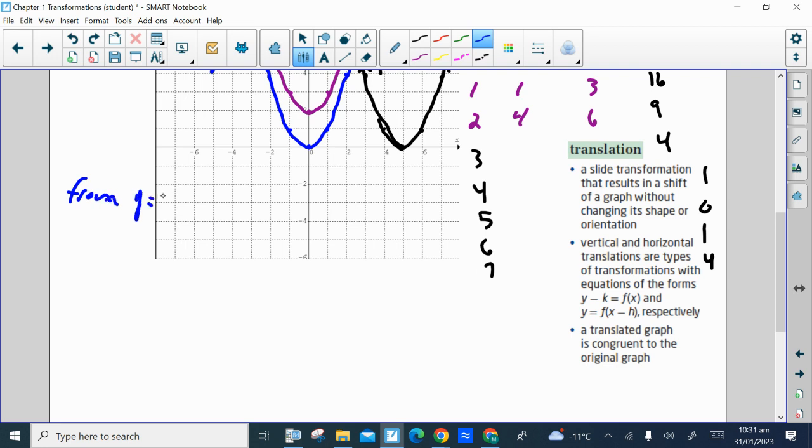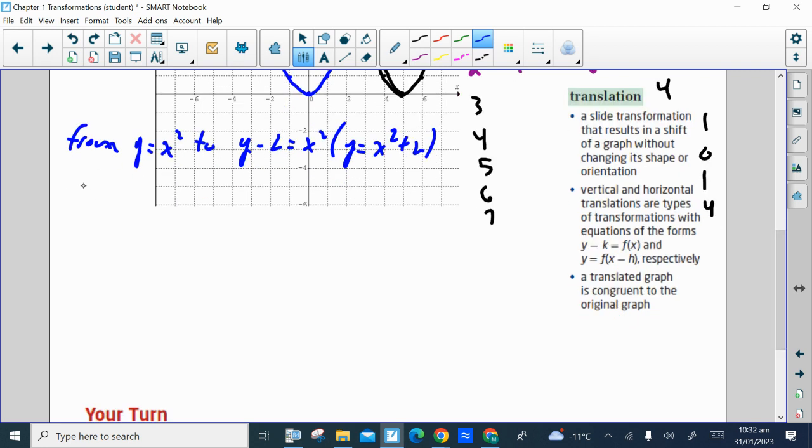From y equals x squared to y minus 2 equals x squared, which is the same as y equals x squared plus 2, the resulting transformation is that the graph shifted up 2 units. We're describing our transformation, that's what happened. The graph shifted up 2 units.